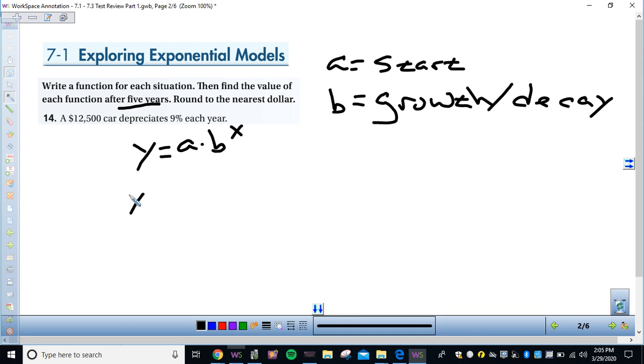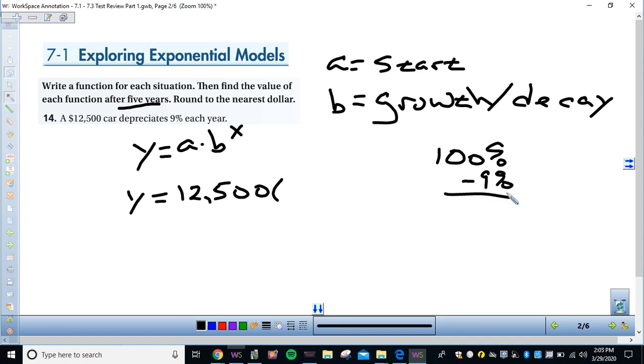So let's go ahead and do the math here. Y equals 12,500. Our growth factor, now here's where it's a little bit tricky, right? So we have 9% growth. We start with 100%. 12,500 represents 100% of the car's value. It's depreciating, so it's losing 9% each year. So over here, we're then just going to subtract the 9%. So we have 91%.